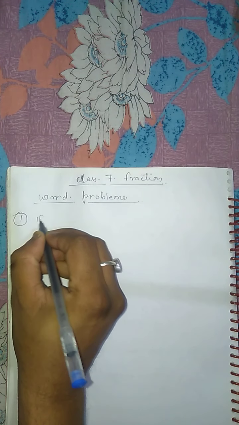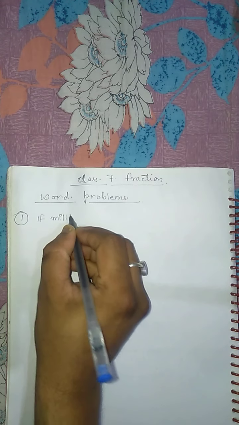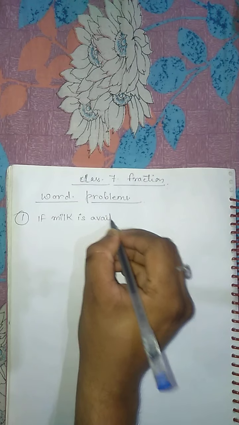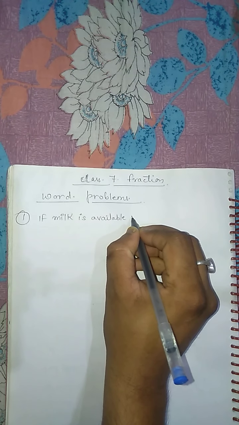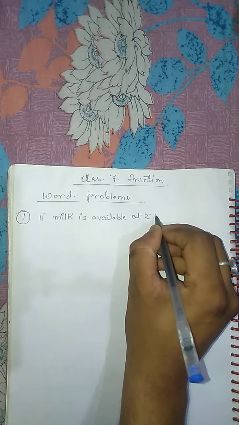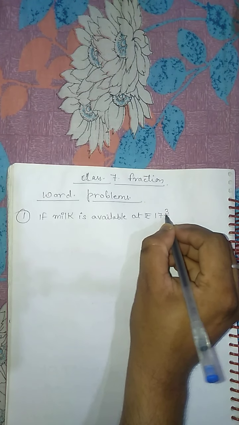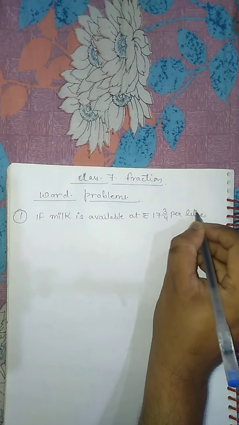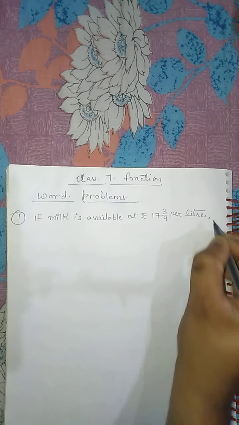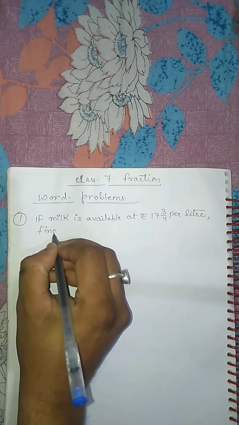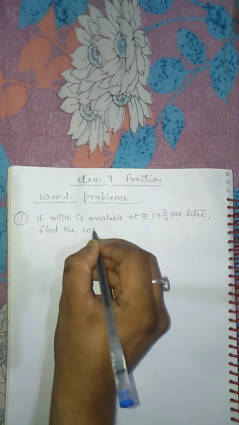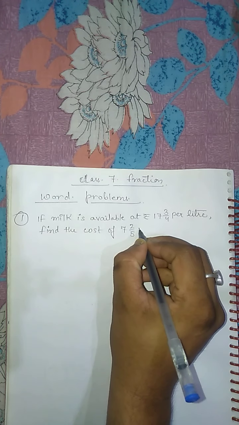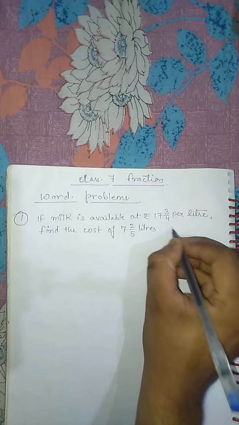if milk is available at rupees 17 whole 3 upon 4 per liter, then find the cost of 7 whole 2 by 5 liters of milk.